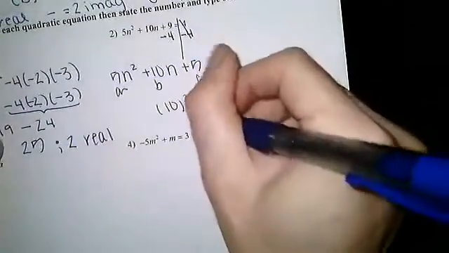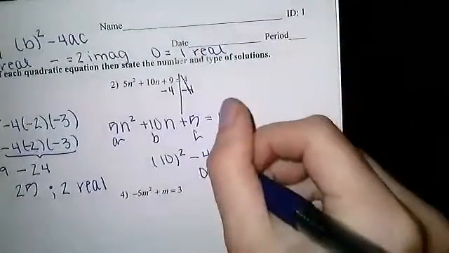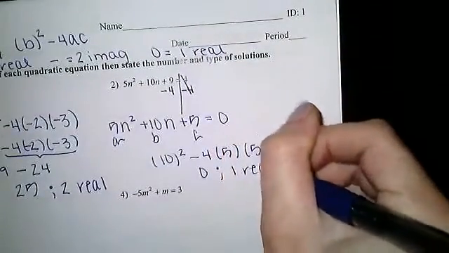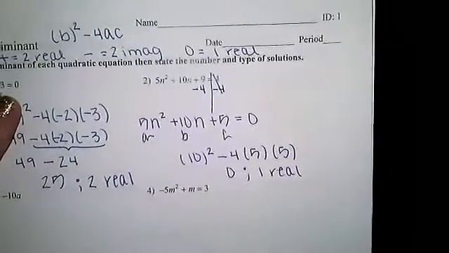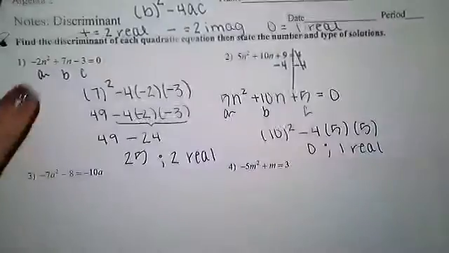So for this one, we got a 0. So that means we have 1 real solution, or this graph would hit the x-axis 1 time. If we were factoring this problem, both of our parentheses sets would look the same. For instance, x plus 5, parentheses, x plus 5 parentheses, and we'd get the same answer.